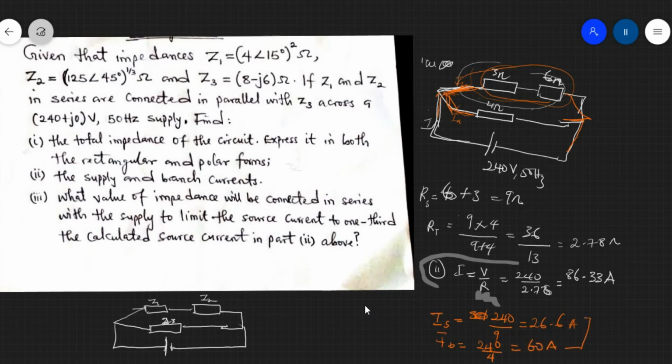Now if you add these two together, you're going to have 86.33 ampere, which is the sum of the whole of this thing. Nothing special. Alright, let's go straight to that question. Now that we get the idea, let's solve this question.